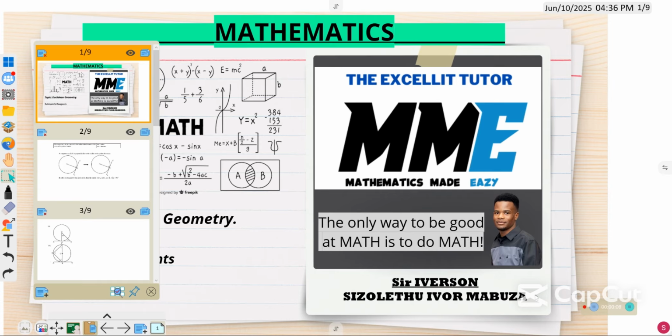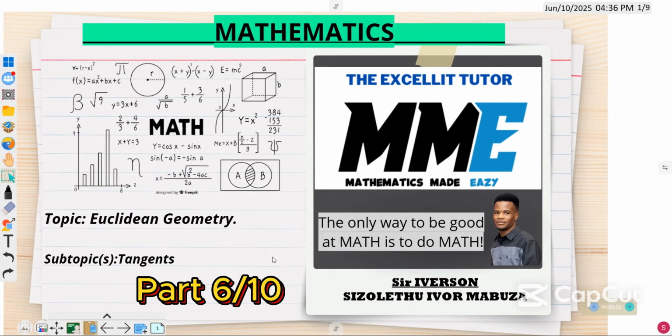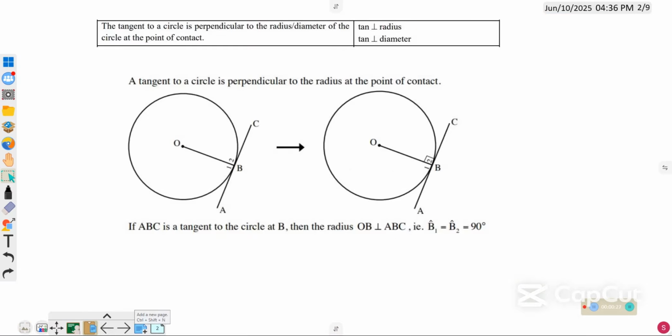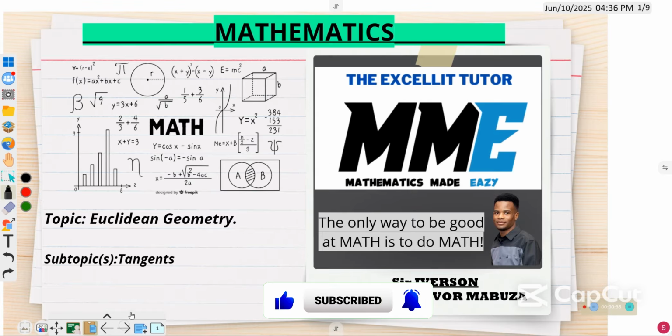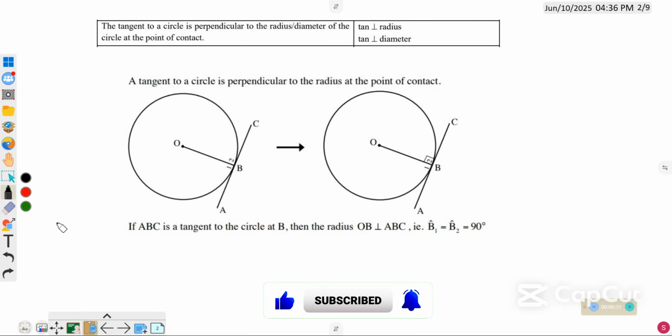Right, so this is part 6 out of a total of 10, and we'll be looking at tangents, which is the last part. Okay, the first theorem that we'll be looking at under tangents is the one that states that the tangent to a circle, right? First of all, we need to define what a tangent is, right? By definition, a tangent is a line that meets the circle at one point and one point only.